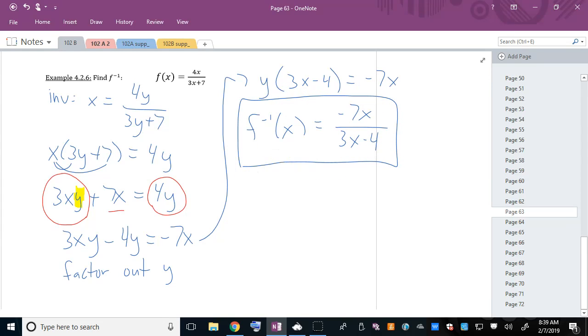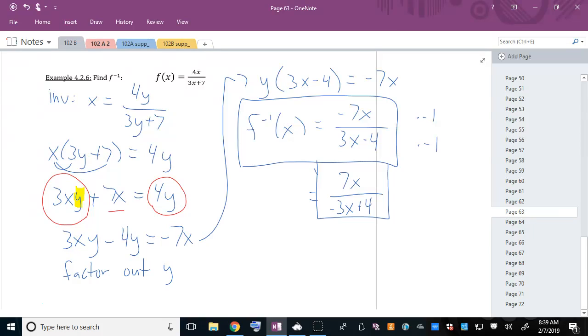Now, as a quick aside here, what happens if we take that fraction and multiply everything in the numerator by negative 1, and then everything in the denominator by negative 1? We're allowed to do that. That's going to change every single sign. So I get positive 7x over negative 3x plus 4. Now, these are both correct. We call them equivalent expressions.